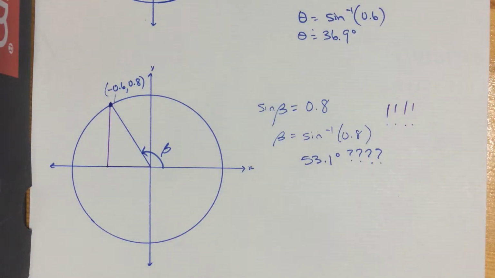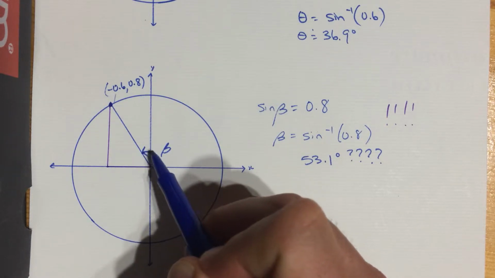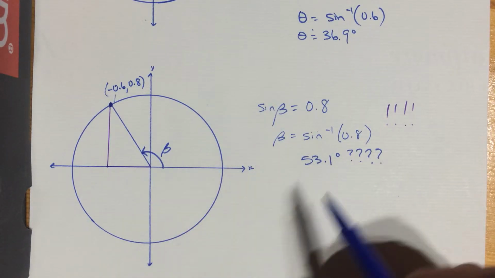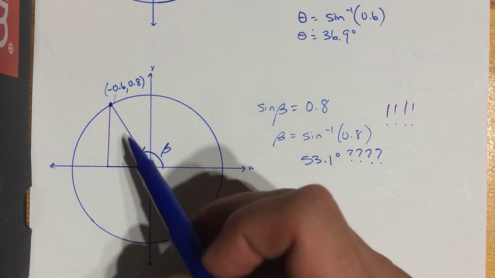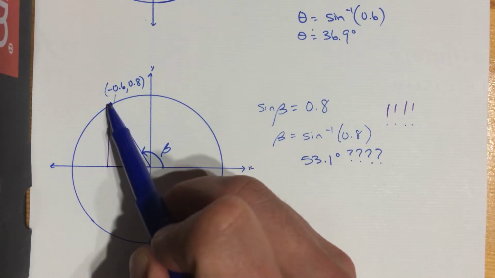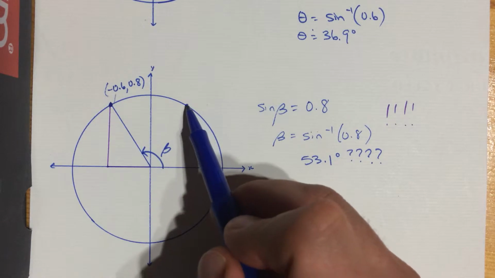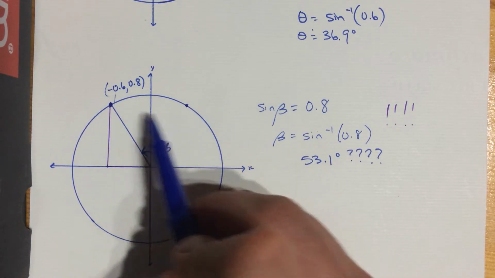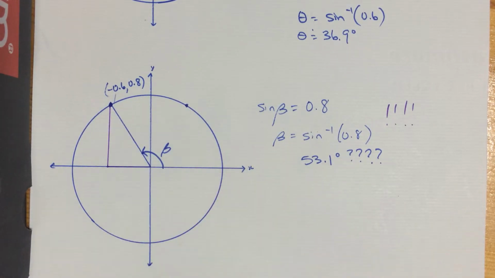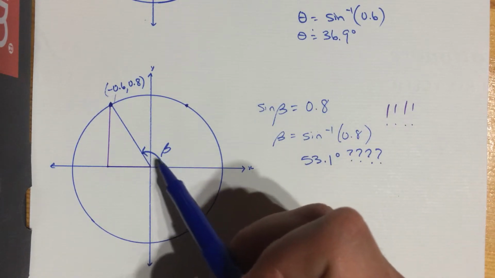That doesn't make a lot of sense, does it? Because this beta value should be more than 90 degrees. And here we have a problem. The problem is sine can't tell whether this 0.8 is here or over here. There's no way for the sine function to know which quadrant you're in. And so you have to use your brain a little bit extra here. You have to know a little bit about your angle.